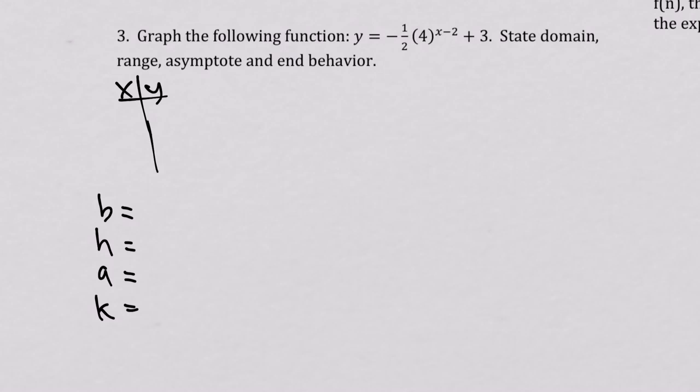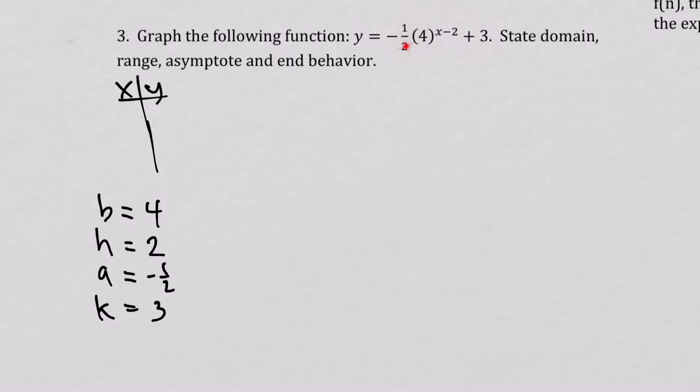If you look at your function, you should be able to find b so easily. It's 4, the base of your exponent. H is always up here next to the x. It's always x minus h, so h is 2. A is the number in front of b, so negative 1/2. And k is always out there at the end by itself, which is 3. Using those values, we're going to transform our parent function.